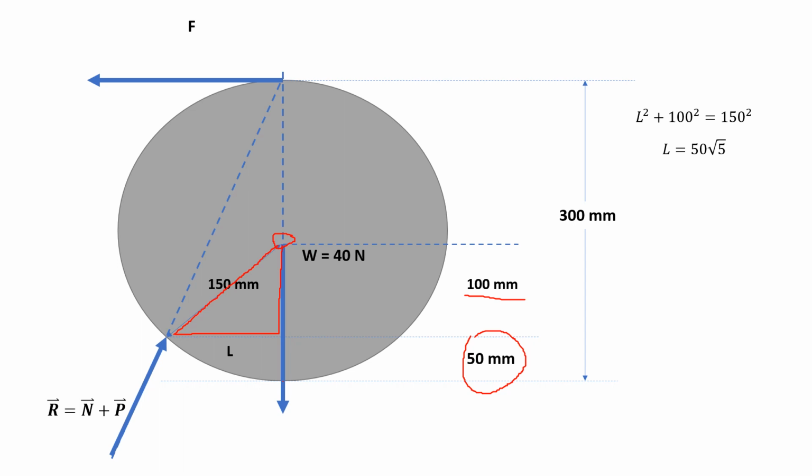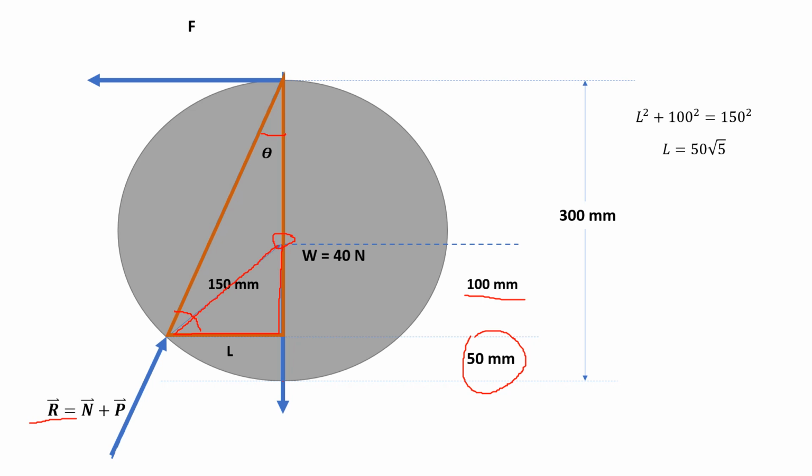Where will we use L? We next consider this larger triangle. I told you we need to find the angle of R of this force with respect to either the horizontal or the vertical. So it's either this angle here or this angle here. We label the angle here at the top of the triangle as theta. How will we get theta?